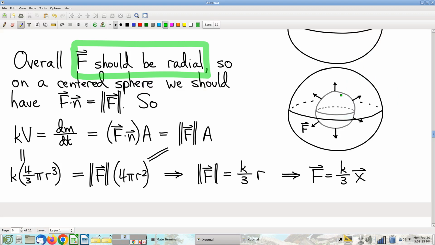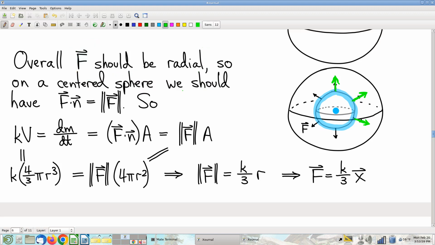Okay, so it's radial. So we're going to look now at a centered sphere, centered at the origin, in other words, centered at the center of the ball. And the vector field is going to be radially outward, uniformly radially outward like that.